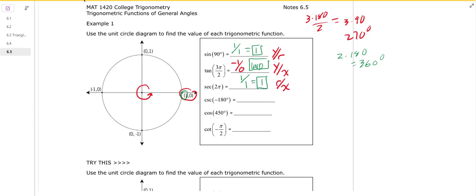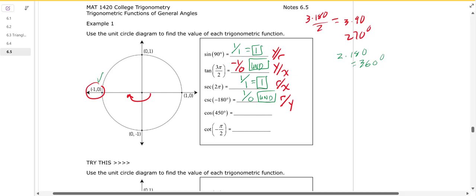Next one, we have the cosecant of negative 180. That means we're going clockwise 180 degrees, so that will leave us at this point. The definition of cosecant is r over y. Again, we are choosing r to be 1, and the y value would be 0. So once again, this would be another example of one that is undefined.